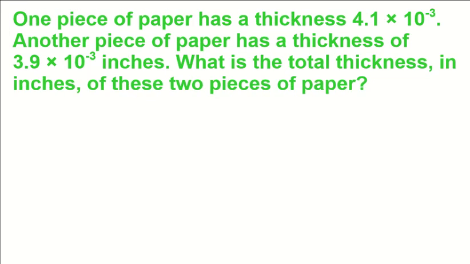All right, so we got a piece of paper that has a thickness of 4.1 times 10 to the negative third. Another piece of paper, 9 times 10 to the negative 4 inches. What is the total thickness of these two pieces of paper? Adding them, yeah. When it's asking for a total, that's usually what you're doing, right? So add them up.